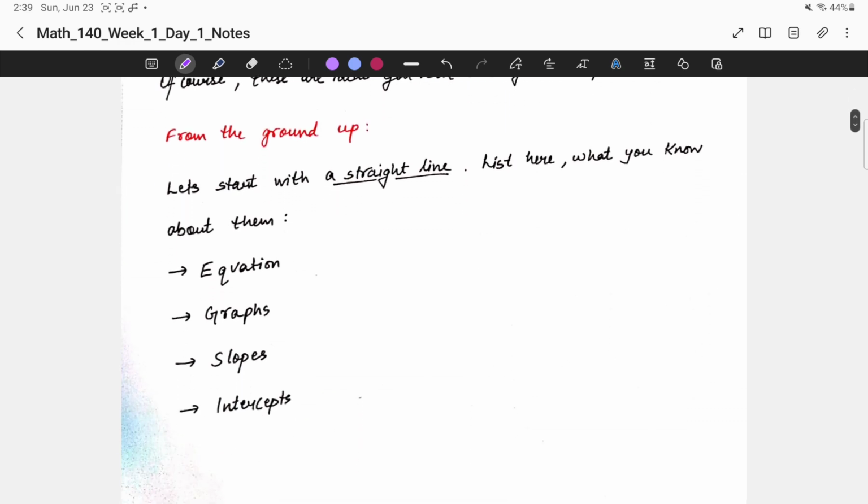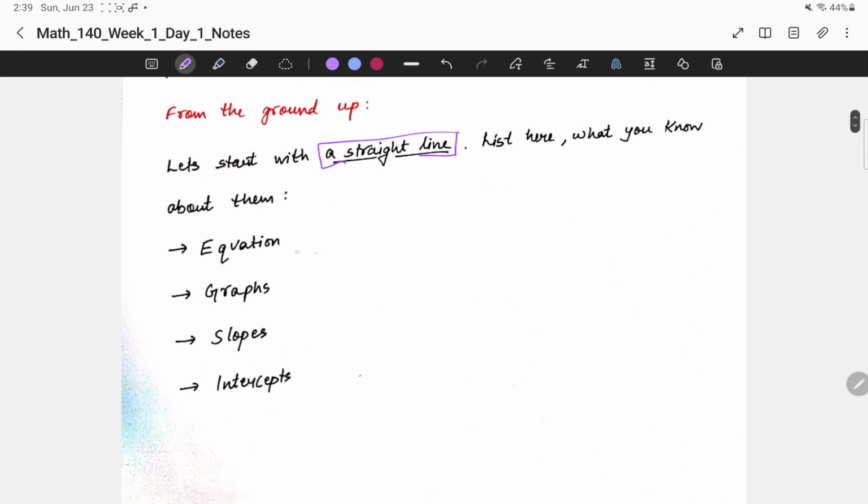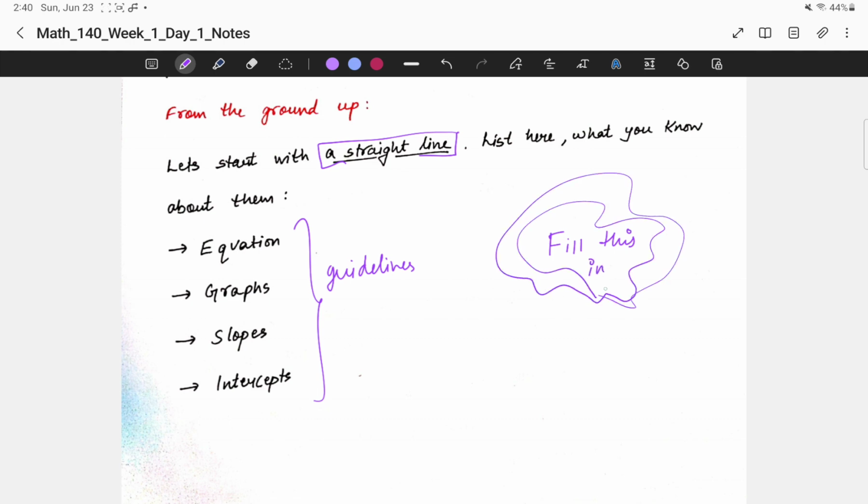If we have one straight line, try and list down what you know about a straight line. Some guidelines would be, what's the equation of a straight line? What does the graph of a straight line look like? What is the idea of slopes and intercepts in a straight line? So this, I want you to fill in with the information that you've learned in your prior classes.